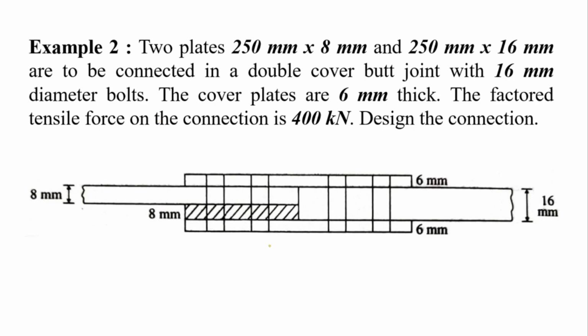Two plates 250 mm into 8 mm and 250 mm into 16 mm are to be connected in a double cover butt joint with 16 mm diameter bolts. The cover plates are 6 mm thick. The factored tensile force on the connection is 400 kN. Design the connection.